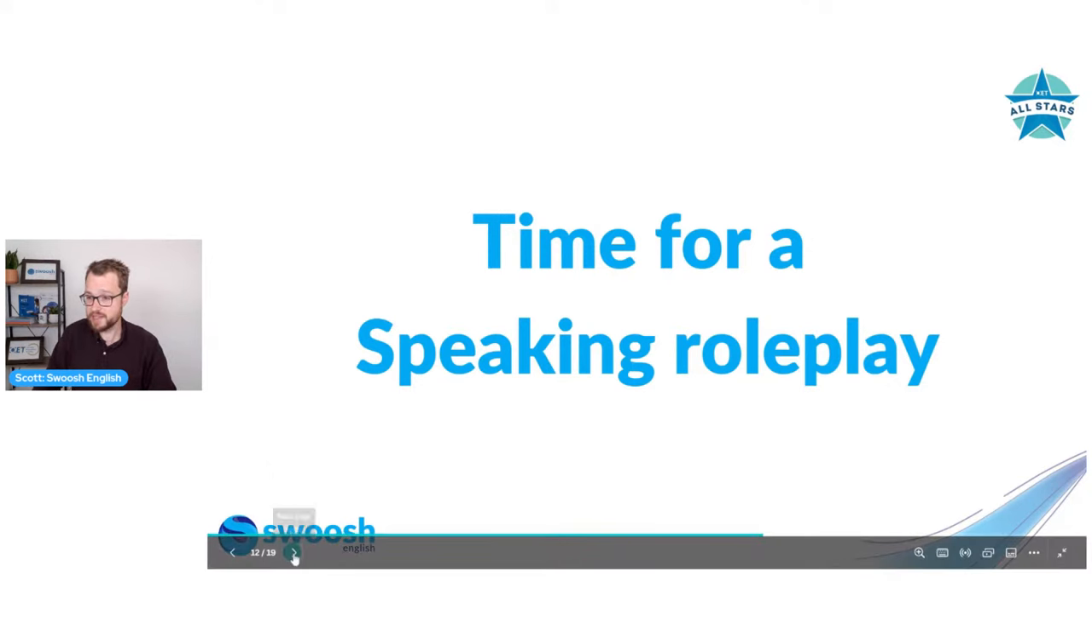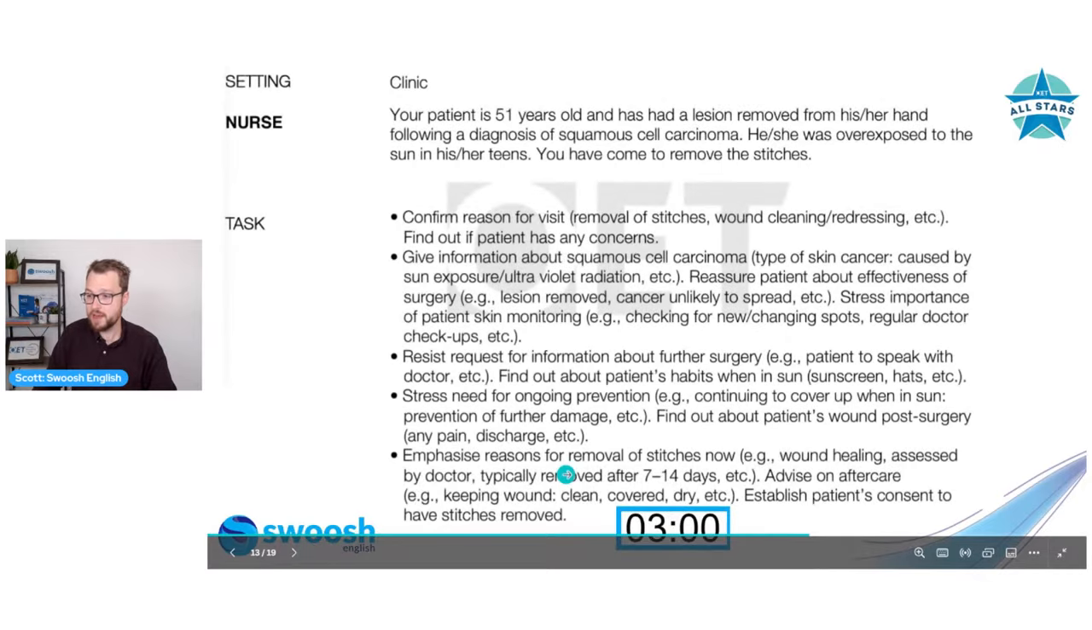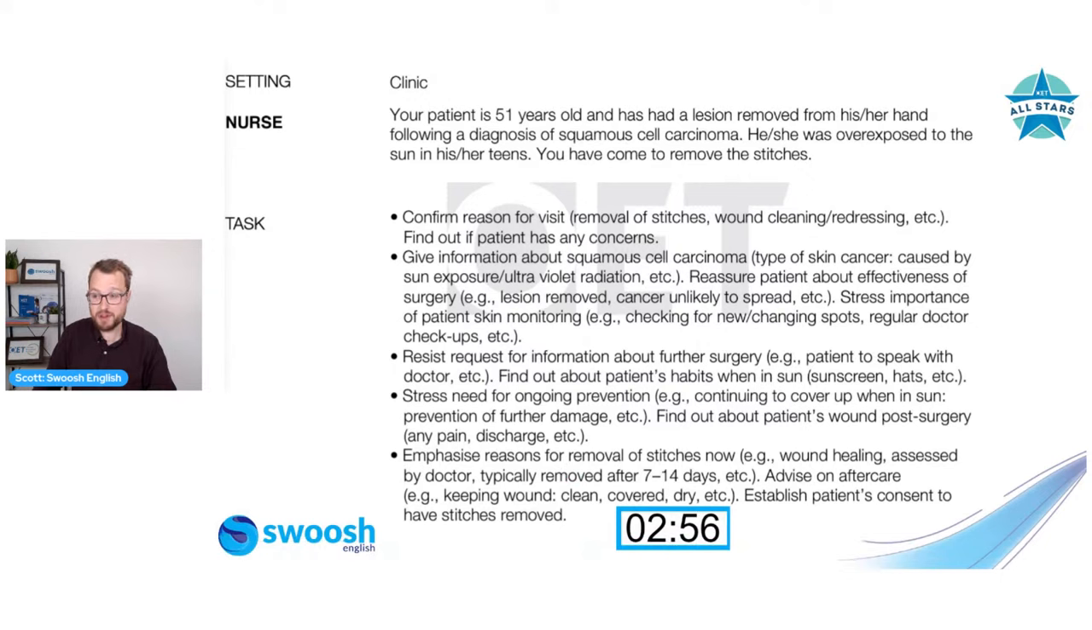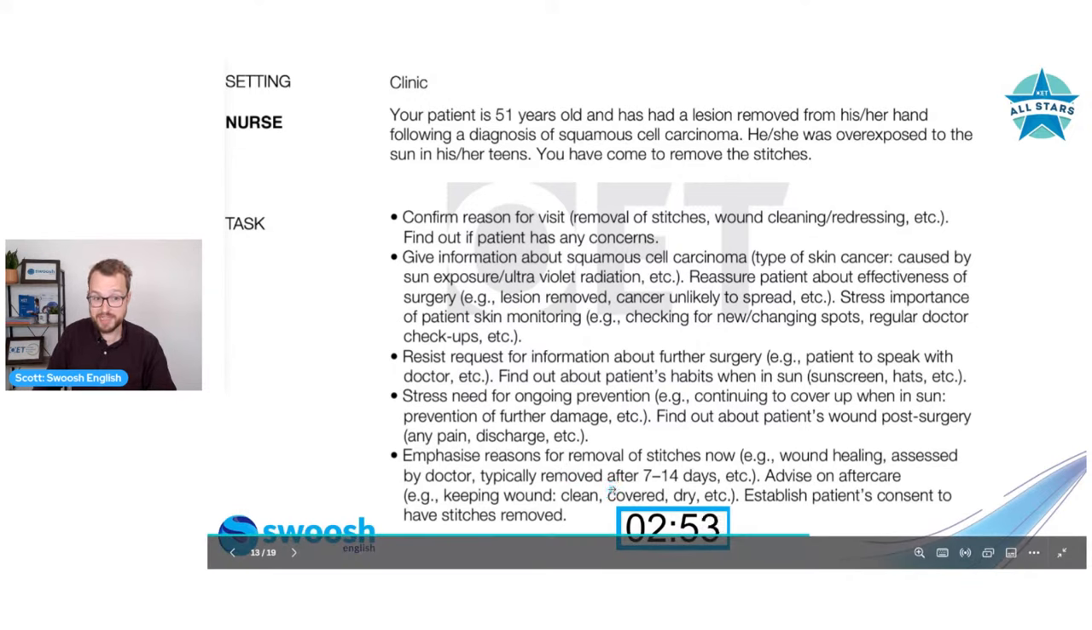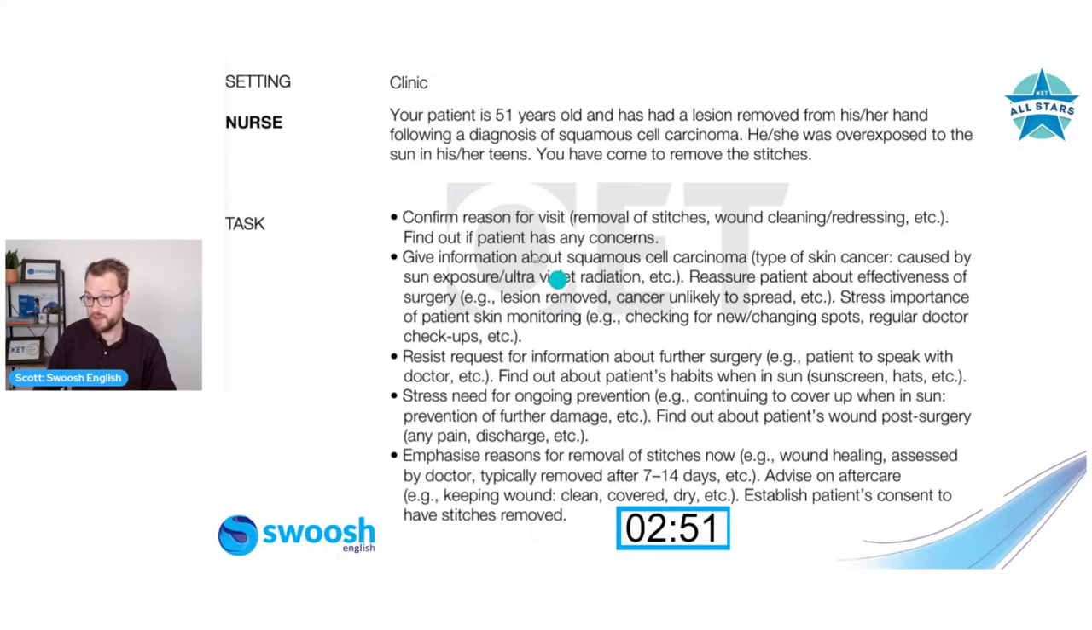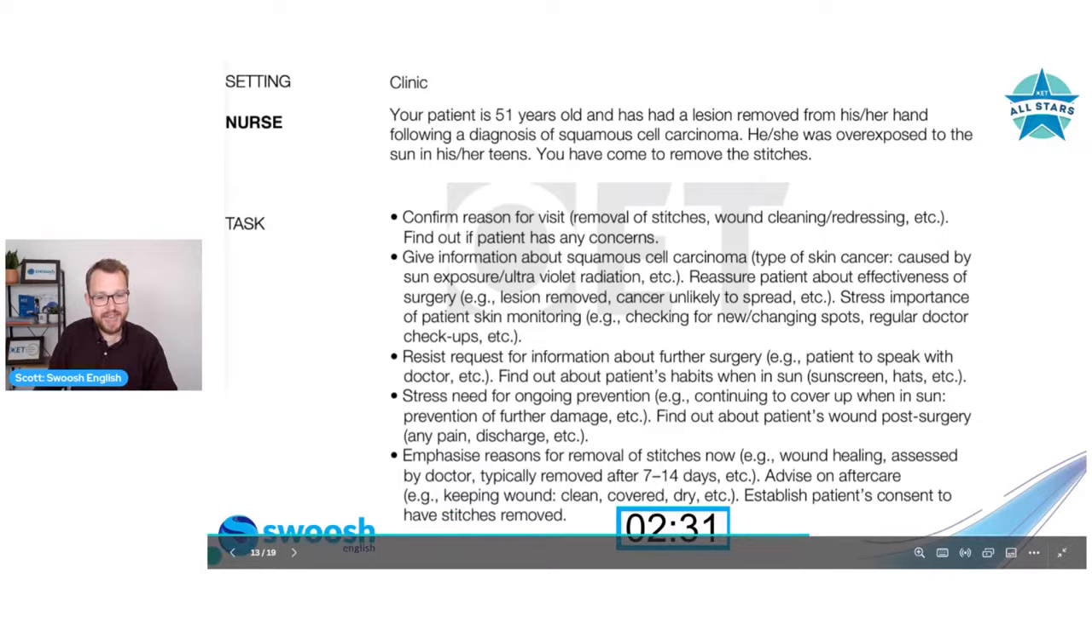Okay, right, next slide. As you do in the OET, there's a 3 minute timer. I'm going to be quiet now for 3 minutes and give you a chance to prepare for your role play. The setting is the clinic. Here is the nurse card. Here is the task card. 5 bullet points that we have to speak about. I will take the role of the interlocutor, aka the patient, once someone comes into the session today. Good luck, guys. Come into the studio, prepare for your role play, and I will see you in 2 minutes and 30 seconds.